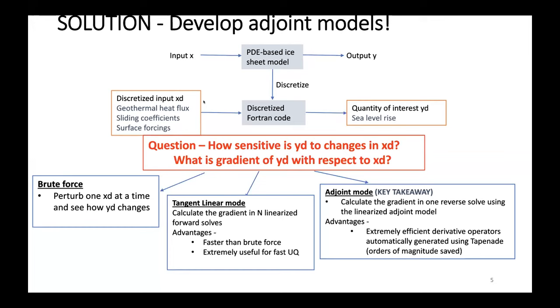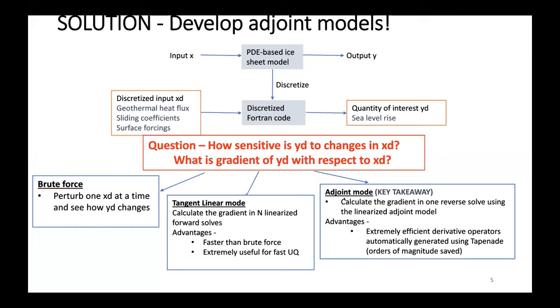And there are multiple ways to calculate this gradient. The first one is brute force. You could perturb one XD at a time and see how YD changes every single time. The second method is tangent linear mode. You could calculate the gradient and linearize forward solves. So if you have a model, you can linearize the model and then compute the gradient by providing a direction vector and computing one direction of the gradient at a time. And this takes n solves. The advantage is that it is faster than the brute force, and it is extremely useful for fast uncertainty quantification.